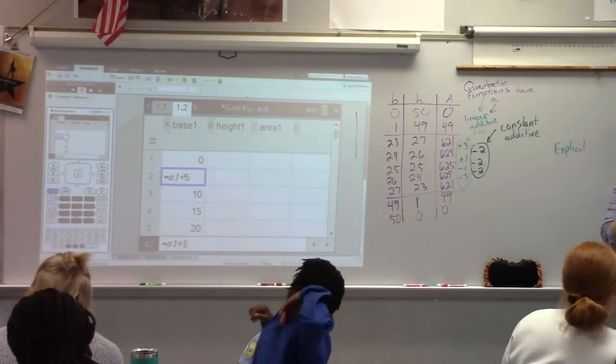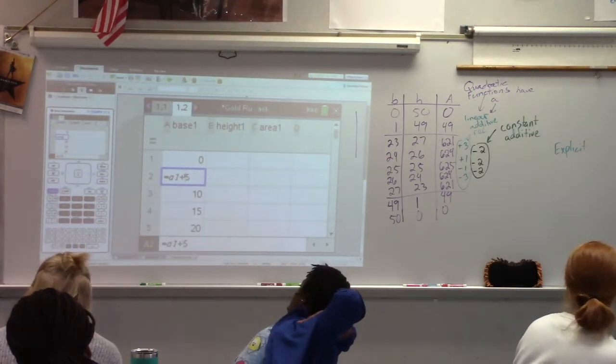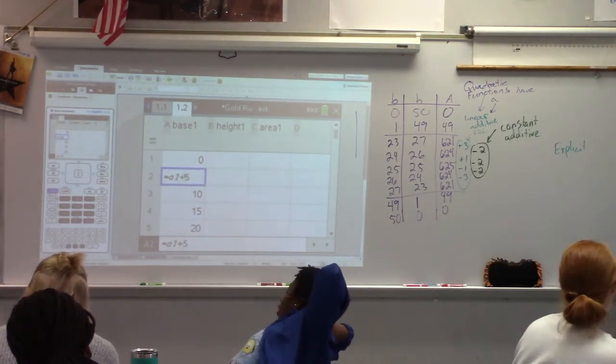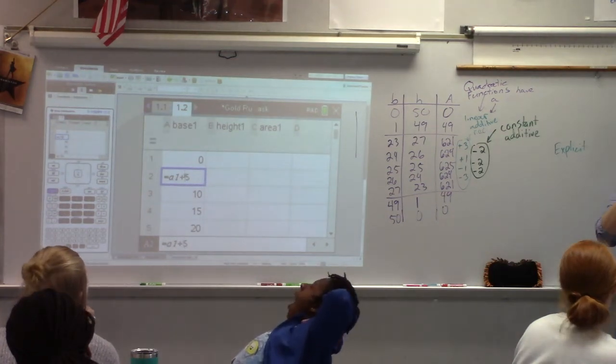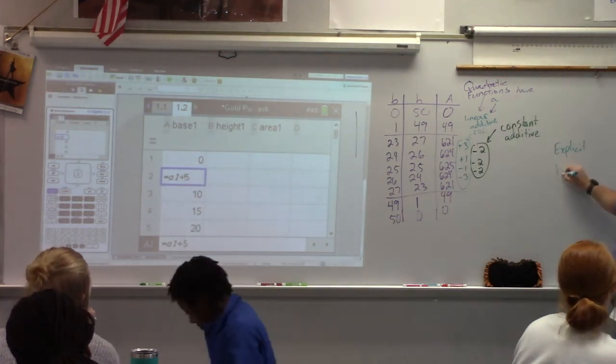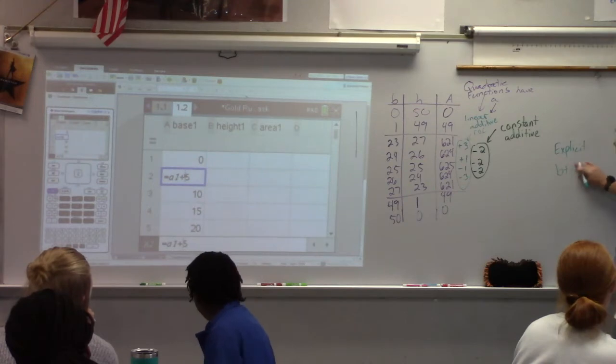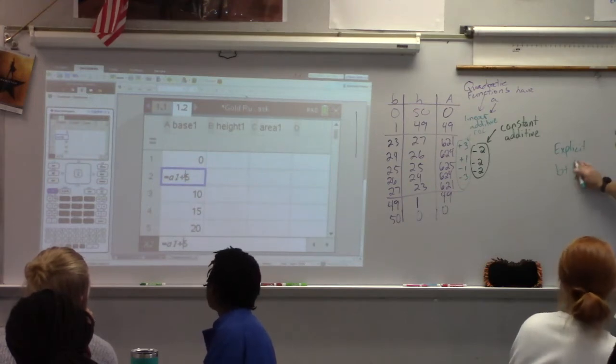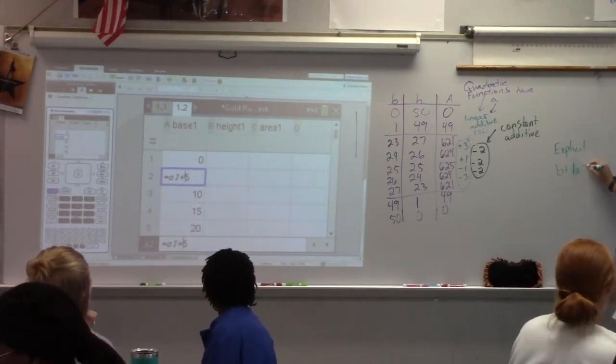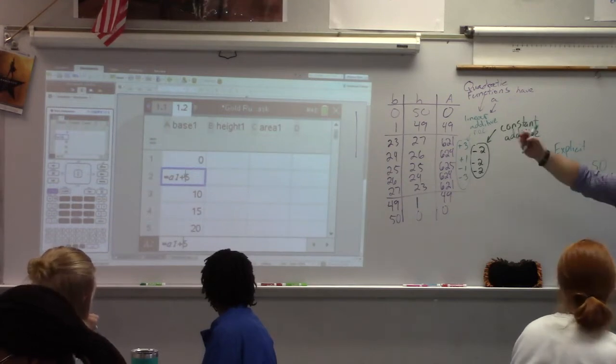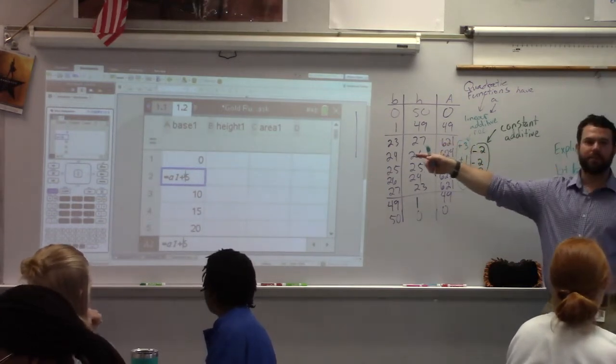Well, what do we know about the base and the height? When I add them together, what do they have to add up to be? Just the base and the height. The base plus the height has to add up to be 50. Base plus height equals 50. Well, I already have a value for the base.